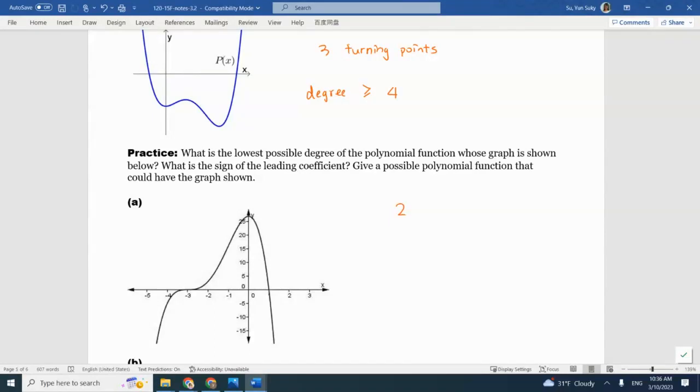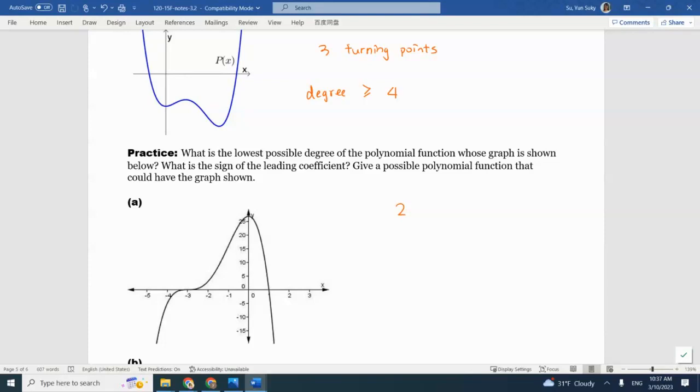It depends on whether you're given the turning points, then your degree is at least that number plus 1. But if you're given the degree, then the number of turning points is that one, subtract 1. So it depends on whether you're given the degree or the turning points. But the relation is your turning points are at most n minus 1. Yes.